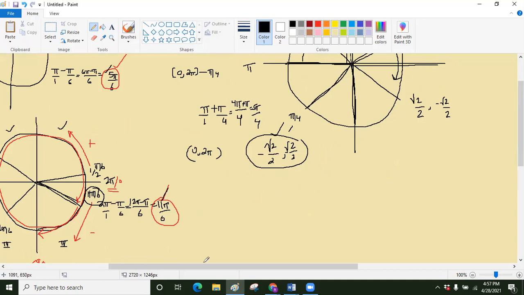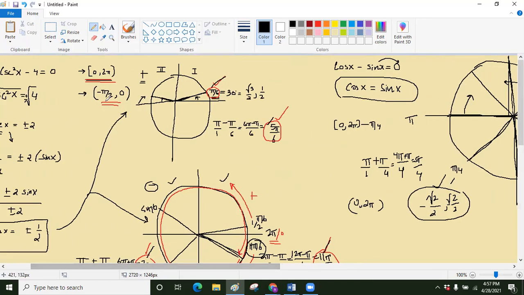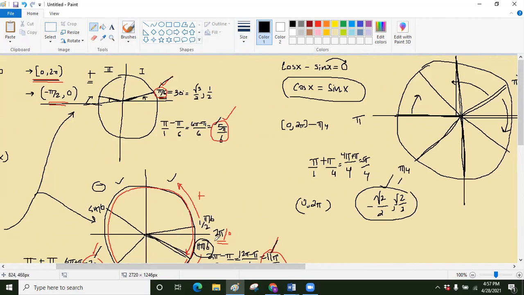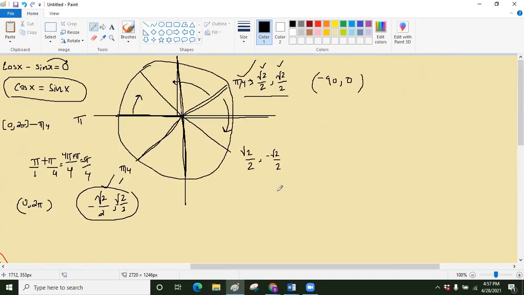But if we revisit the caveat interval, negative pi over 2 to 0, does this stand true? We have negative pi over 2, which is negative 90, and our interval ends at 0. So negative 90 to 0. Do any of the solutions that we had satisfy this interval? The answer is no. Pi over 4 is positive 45, and to say that positive 45 is sandwiched in this interval is just not true. And the same thing with 5 pi over 4.